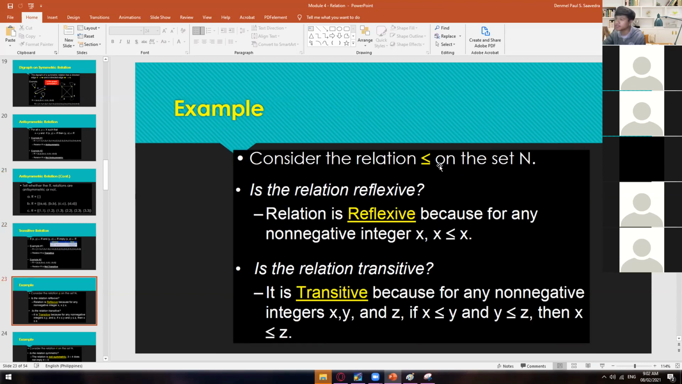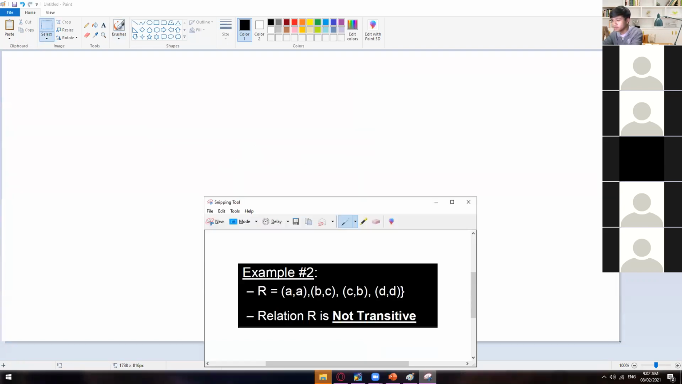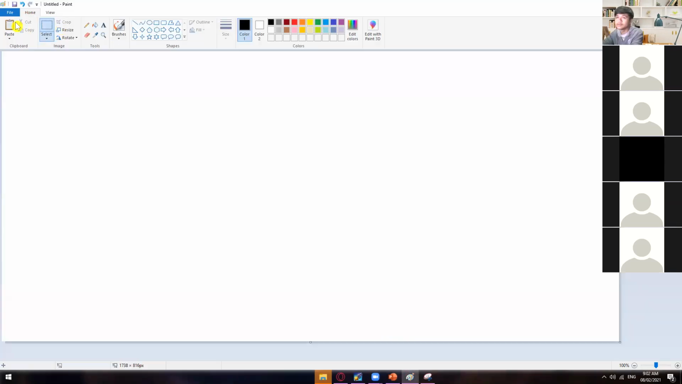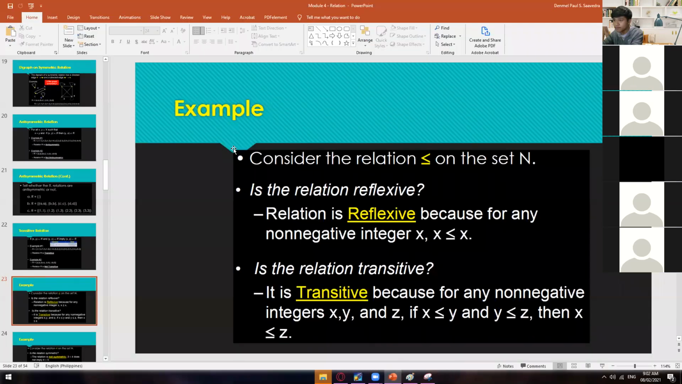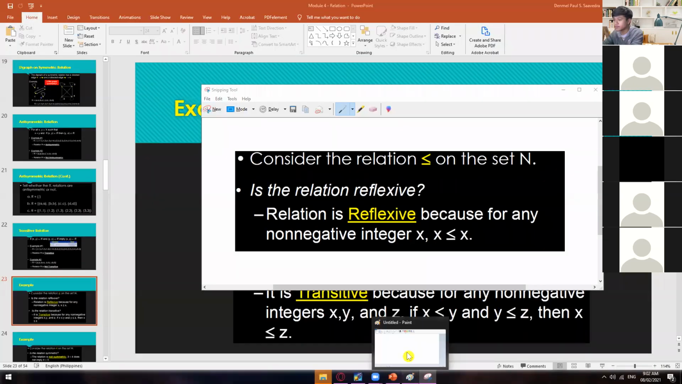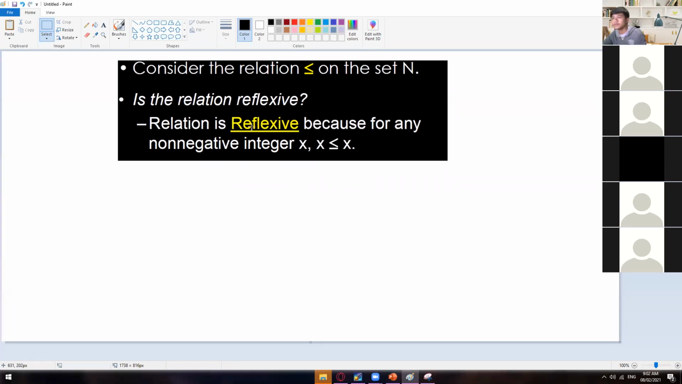So consider the relation less than or equal on this set N. So is the relation reflexive? So let me just put this one. Okay, so in here we have a relation x is less than or equal to y, wherein this one is an element of natural numbers.